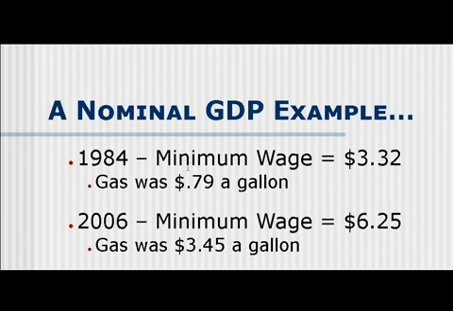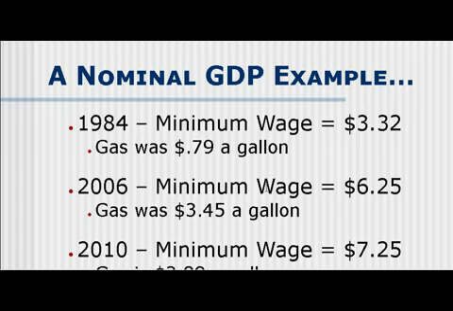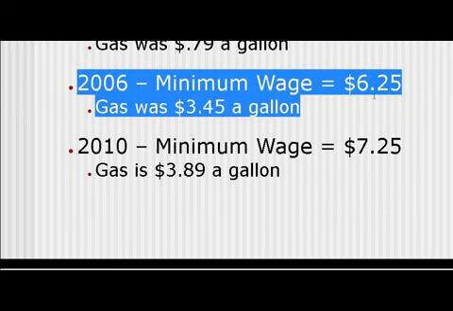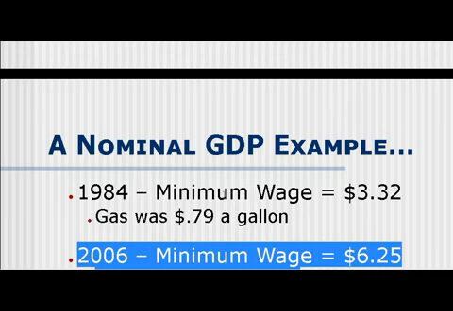So this is an example of GDP, 1984 minimum wage. $3.32. Ang gas was 7.79 per gallon. So, noong 2006, naging 6.25. Price ng gas was 3.45 gallon. Tumaas ang sweldo. Tumaas din yung price ng gas. So 2010, tumaas ulit ang sweldo, tumaas din yung price ng gas. So sumasabay lang siya.